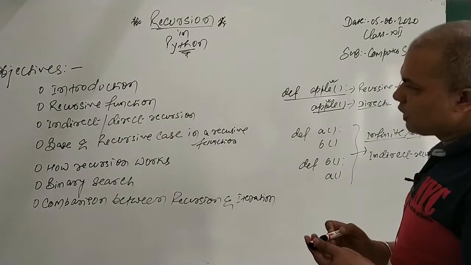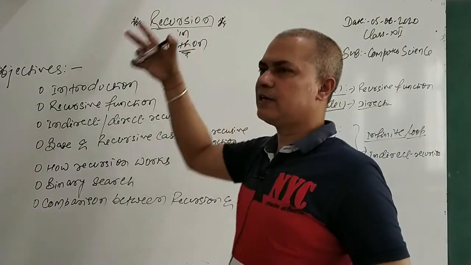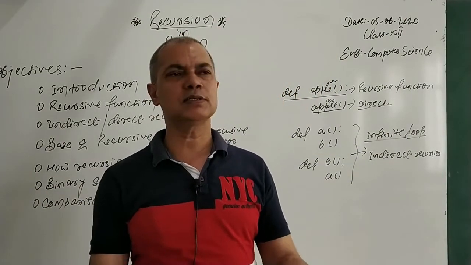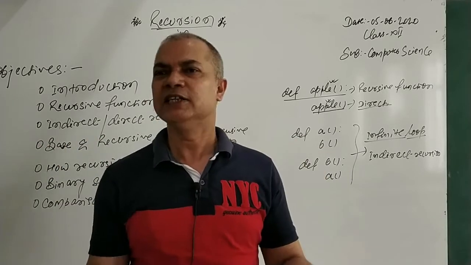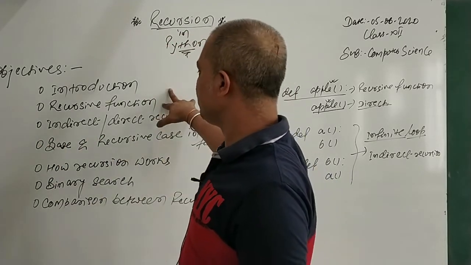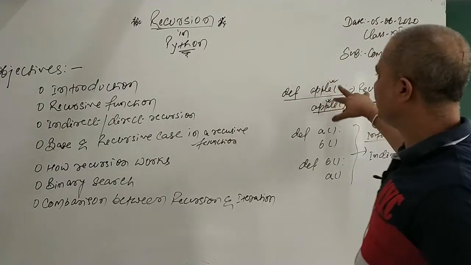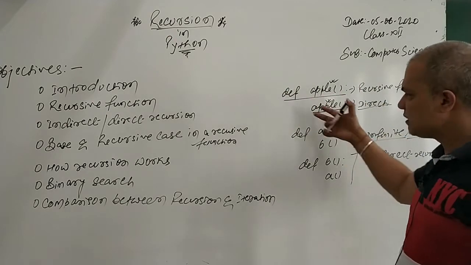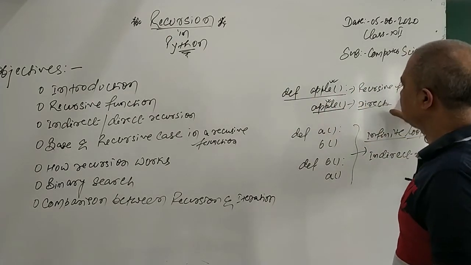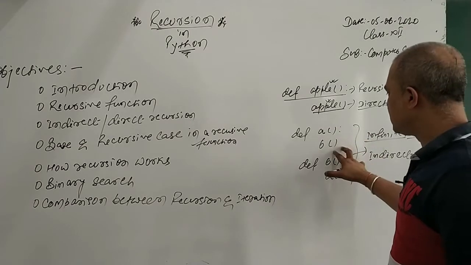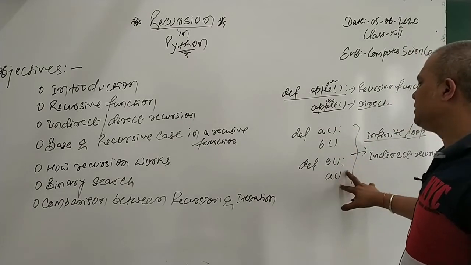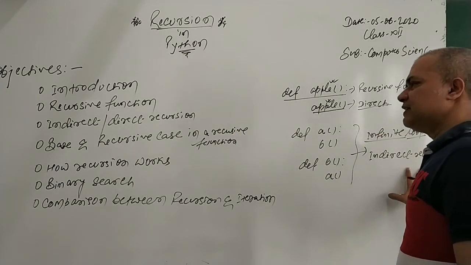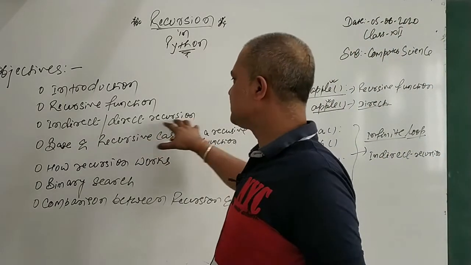I hope you understand what recursion is. Recursion is a technique that we use in Python to write a program in which a function calls the other function in its body. A recursive function is a function which calls the same function within its body. Here apple is a recursive function. A is calling B, so A is also a recursive function. B is calling A, so B is also a recursive function. But this is direct recursion, and this is indirect recursion. These are the two different kinds of recursion we have.